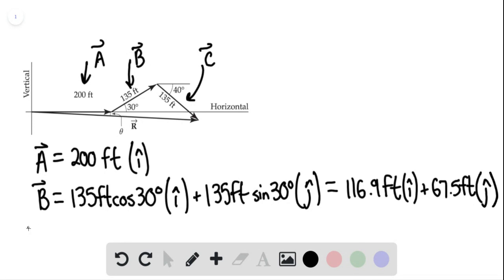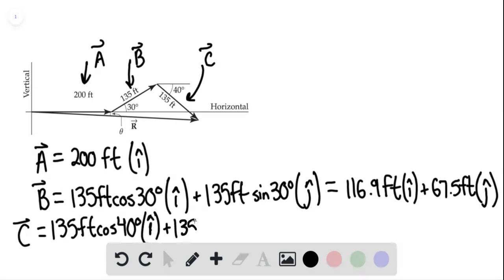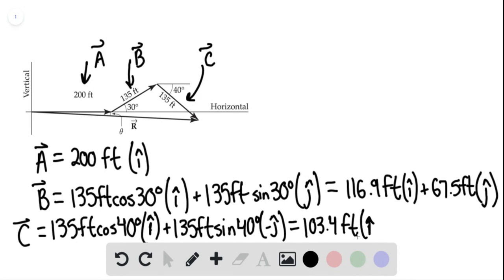Now the same thing for vector C. This is equal to 135 feet, cosine of 40 degrees I hat, plus 135 feet sine of 40 degrees negative j hat. And so this would be equal to 103.4 feet I hat, minus 86.8 feet j hat.